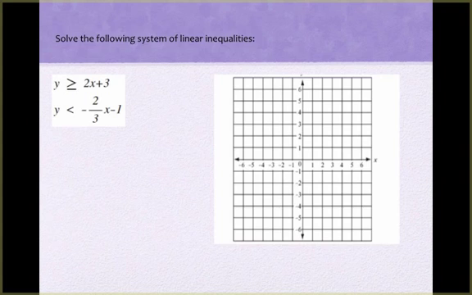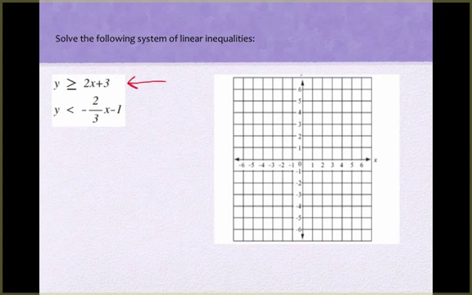We're going to take each part and we're going to graph it, each different inequality, and graph it and shade. And then the solution to the linear inequalities is going to be the part that gets shaded by both inequalities. So let's look at our first one.